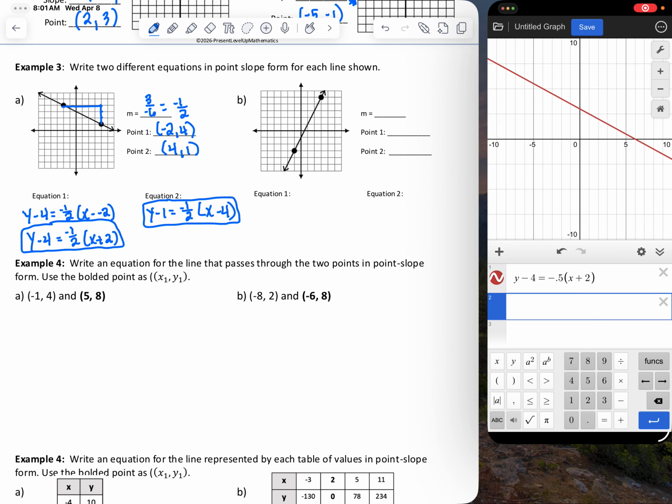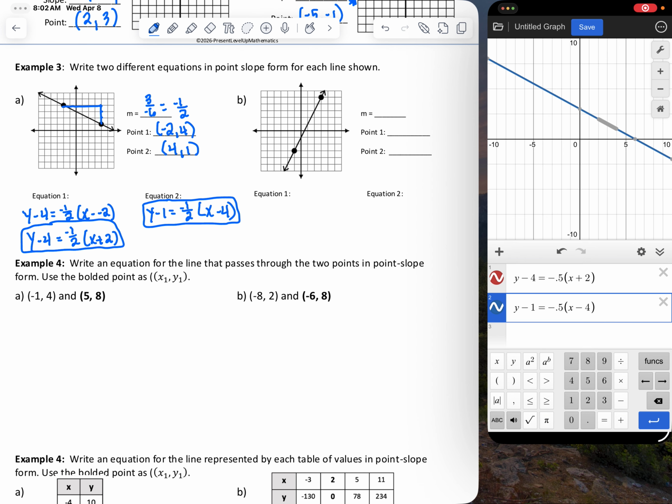So y minus 1 equals negative 0.5 times the quantity x minus 4. And the two lines landed right on top of each other. So they are equivalent equations. All right.